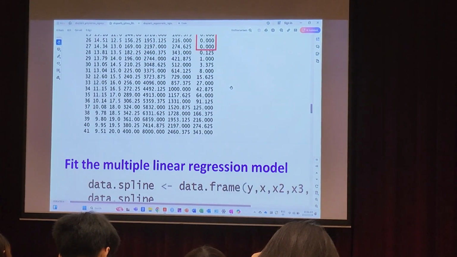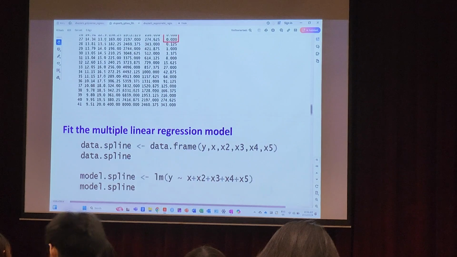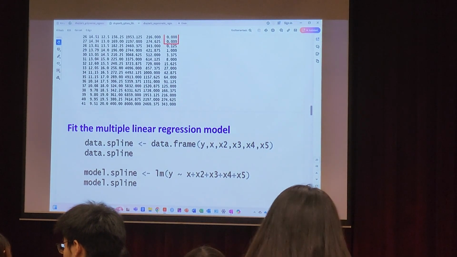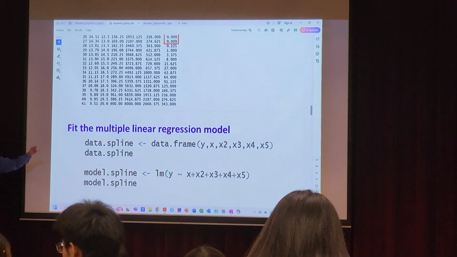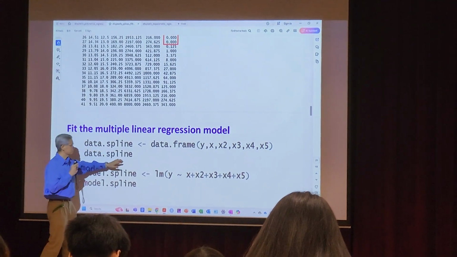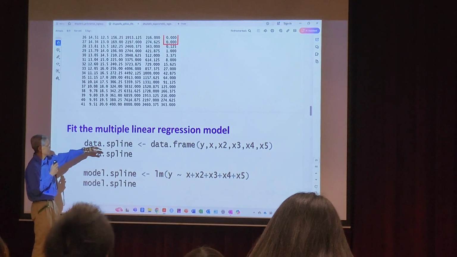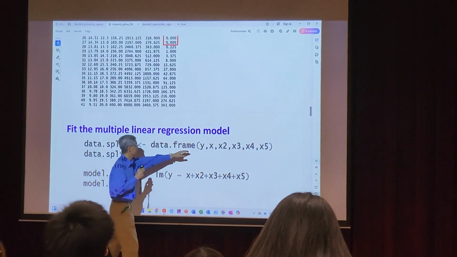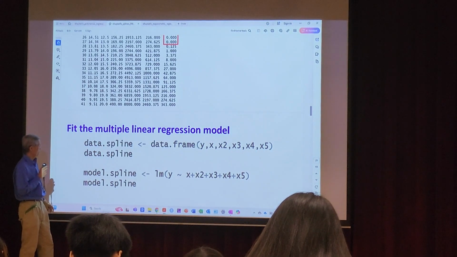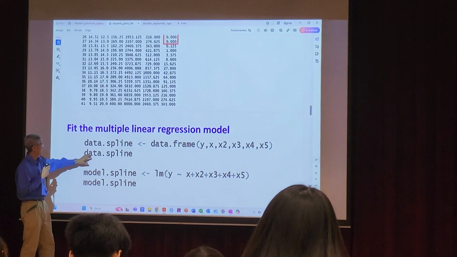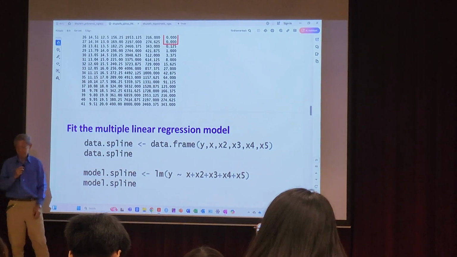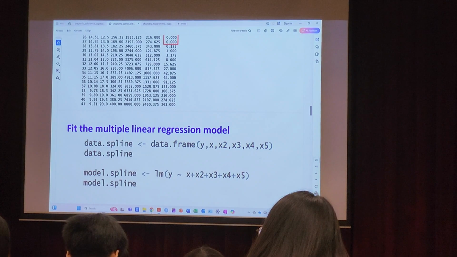So I got it. And then how do I fit the model? Very, very simple. Once I've calculated all my regressor variables, I can just fit a model. Put all this you created in a new data frame, and then you can fit the model. That model, I call it model.spline.